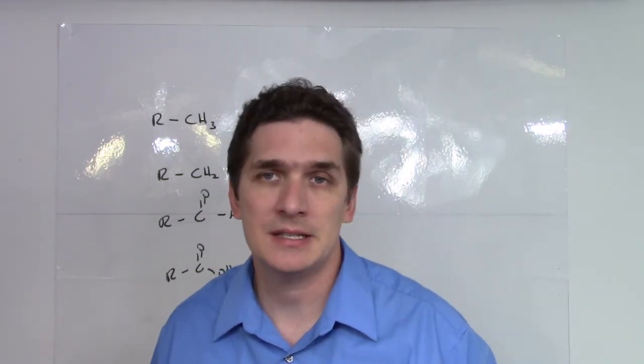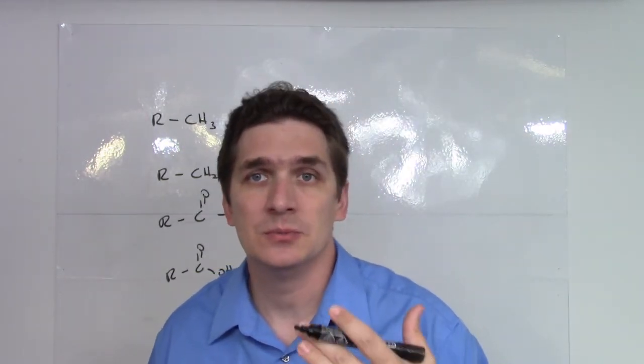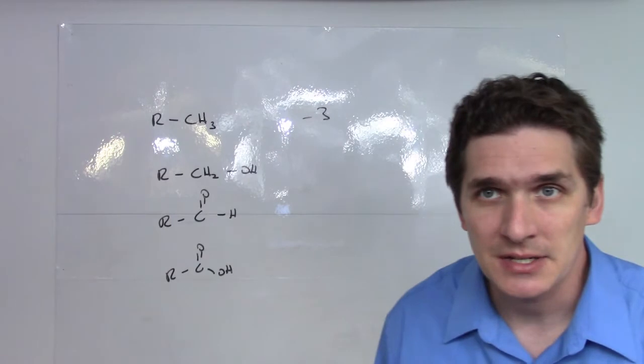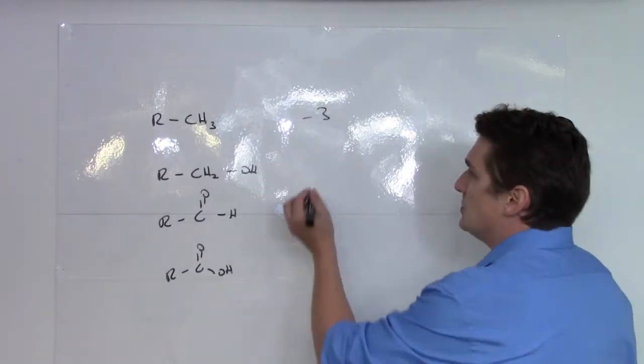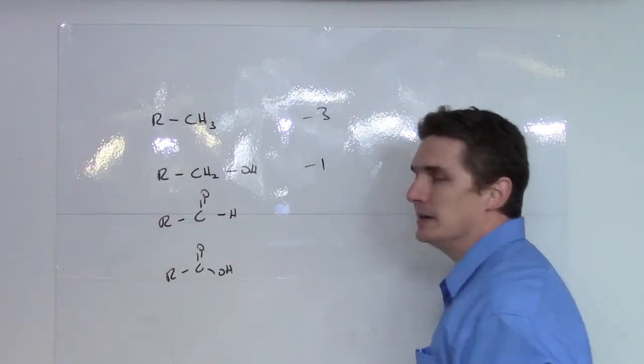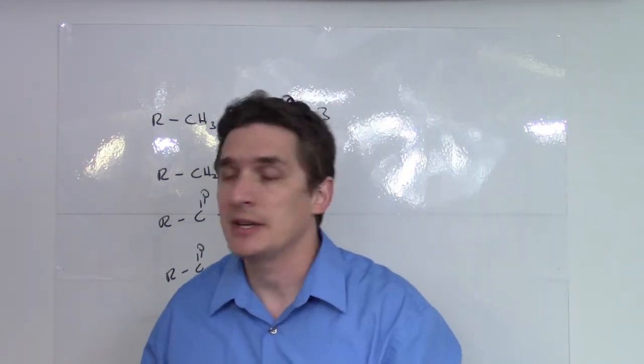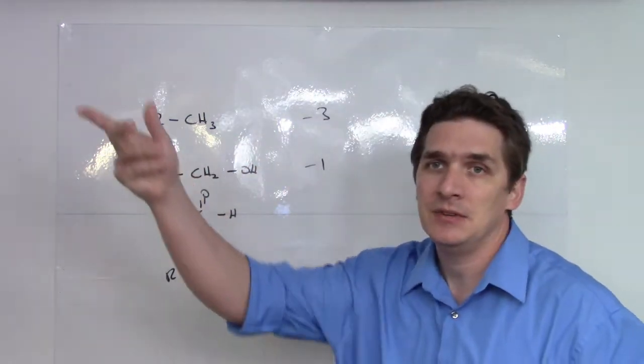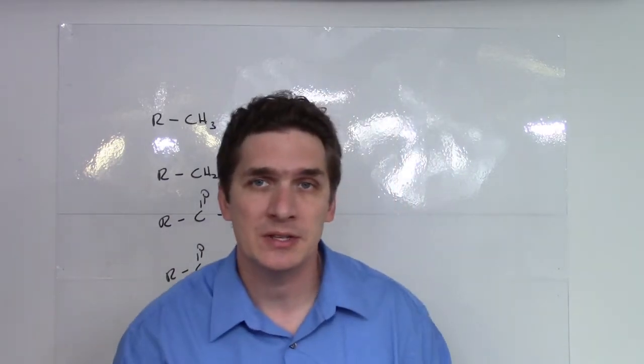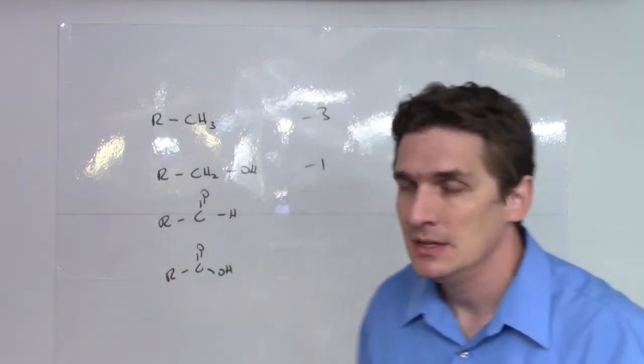Now, let's say we switch that methyl group to an alcohol. How does that change the oxidation state? Well, in this case, we end up going to a -1. Because what we end up doing is losing a hydrogen, which would give its electron to carbon, and we end up giving it an oxygen, which takes an electron away. So we end up losing 2 in the process.